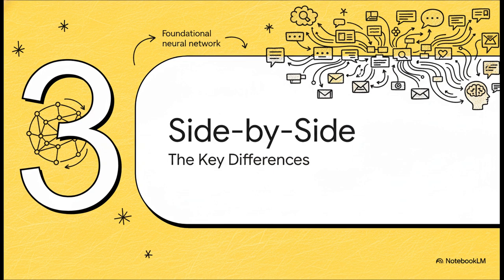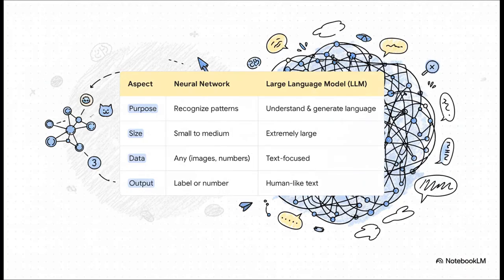Okay, so we've got our two main players. Now let's put them side by side so the differences really stand out. This is where it all starts to make sense. This table lays it out perfectly. A standard neural network, its purpose is to recognize patterns. Its output is just a simple label, like cat, or a number. An LLM, though, is built to understand and generate language, and its output is actual human-like text. And just look at the size difference. We're talking small to medium versus astronomically large. Billions of parameters. It's a whole different universe.